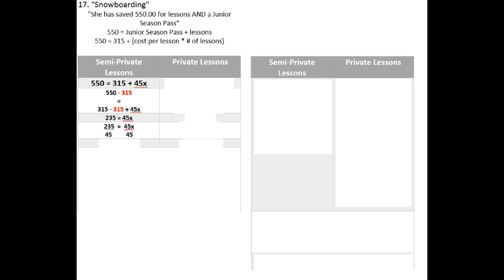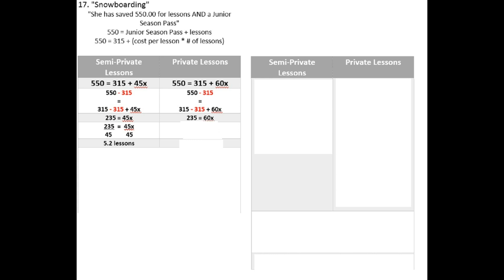And right here, we're just looking at the semi-private lessons. 235 equals 45x. Divide both sides by 45. 5.2 lessons is what we come out with. Now, if we go over here to the private lessons, 550 equals 315 plus 60x. Each one of those lessons is $60, and the semi-private ones were $45 a piece.